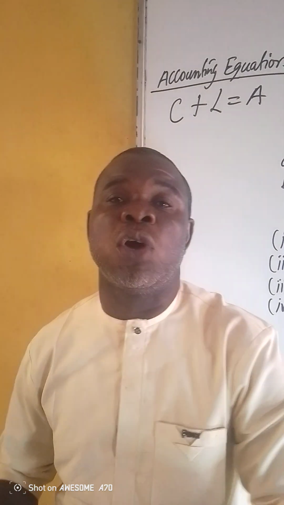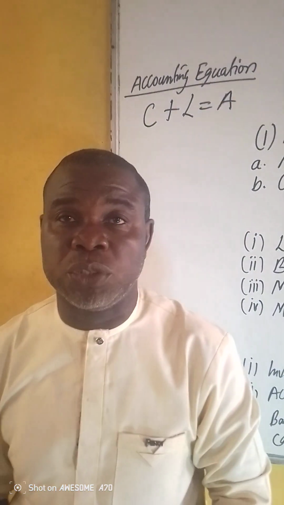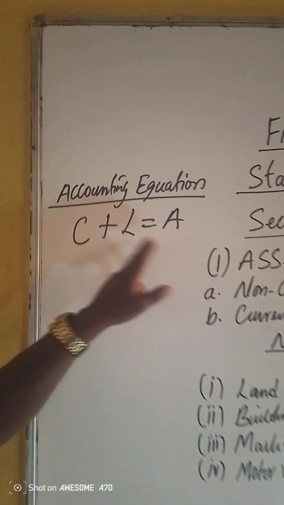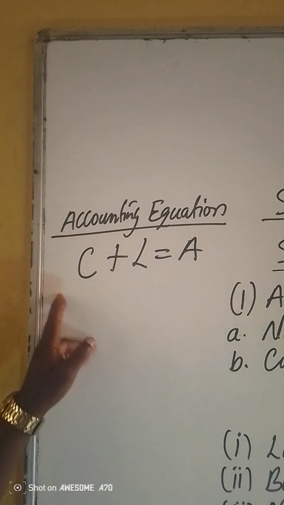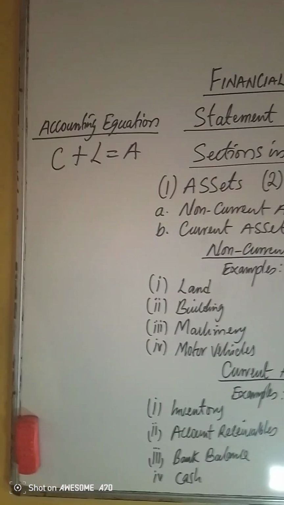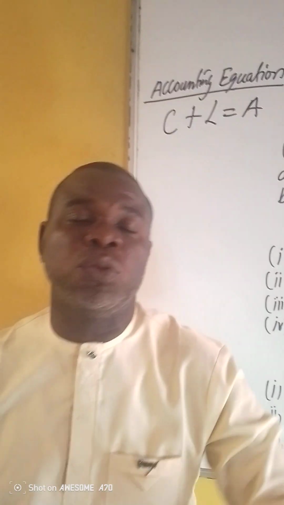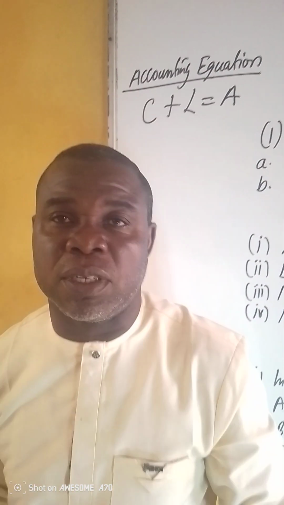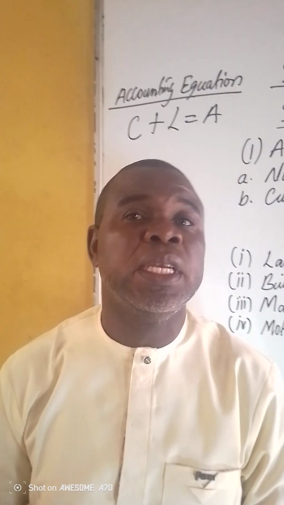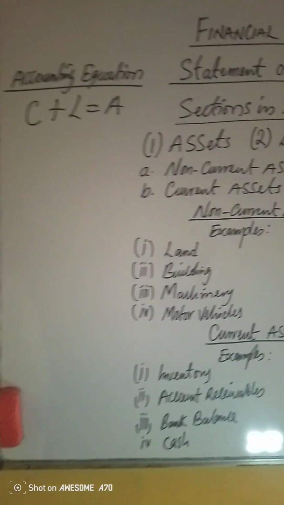The statement summarizes what is called the accounting equation, whereby capital plus liability is equal to assets. Capital plus liabilities is equal to what? Assets. So the statement is all about bringing out that equation, detailing all the assets of the business plus its liabilities, which must be equal to the assets. So that is what the statement is all about.